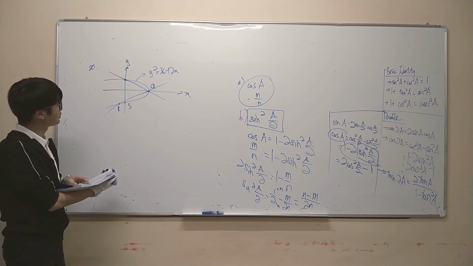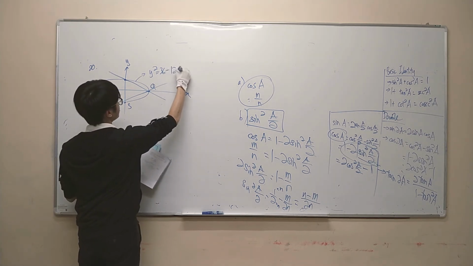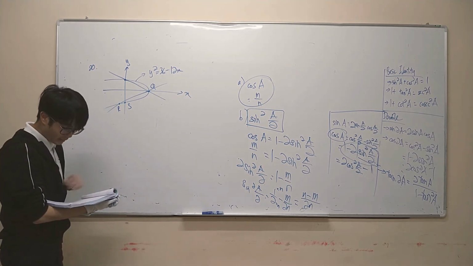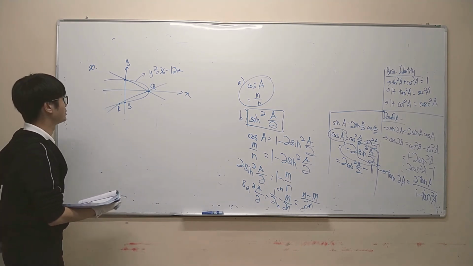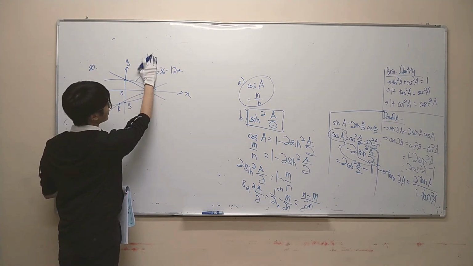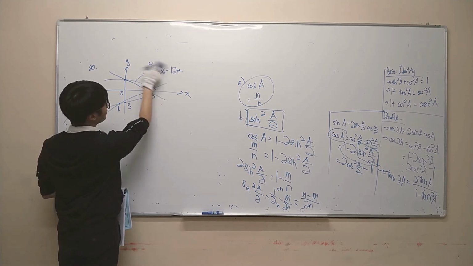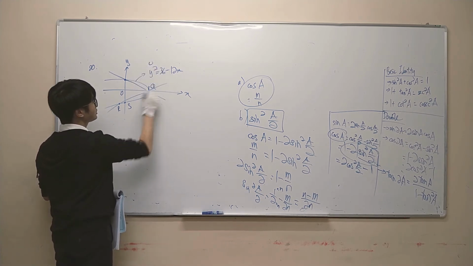Diagram 10 shows the curve. This one is the curve equation, y squared equals 36 minus 12x, and it intersects the x-axis at point Q. This is the x-intercept, so you just put y equals 0. Because if you put 0 here, 12x is 36, so x equals 3. So this is 3.